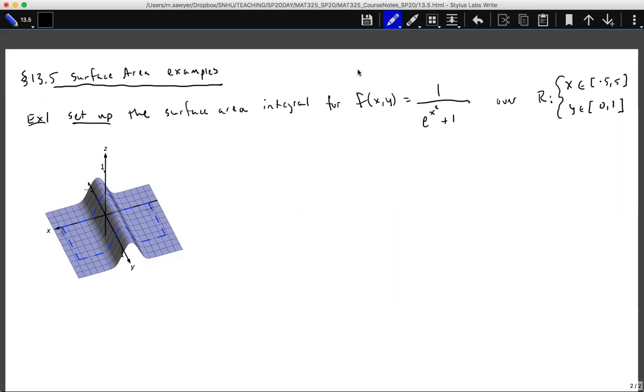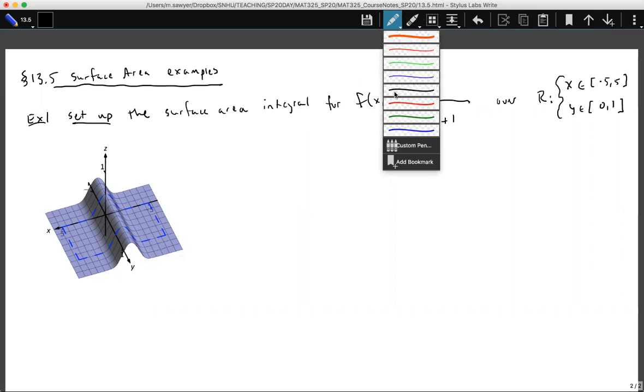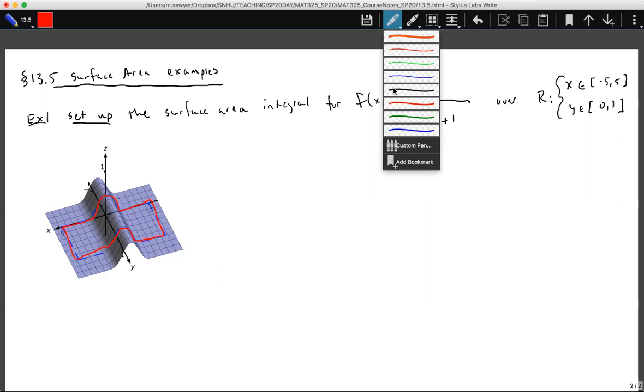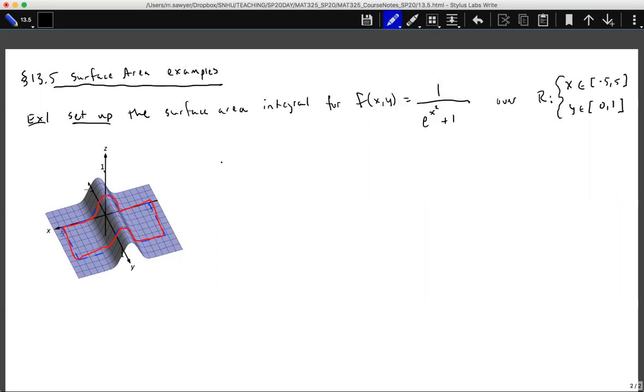So for our first example, let's set up the surface area integral for f of x, y equals 1 over the quantity e to the x squared plus 1, over the region defined by x equals -5 to 5 and y equals 0 to 1. This is the image shown on the left here. We have a nice little rectangle that is defined in our region here. We see our function has a little hump in the middle of this surface. So as we're setting up our region, we see that polar conversion or conversion to any other coordinate system is not necessary.